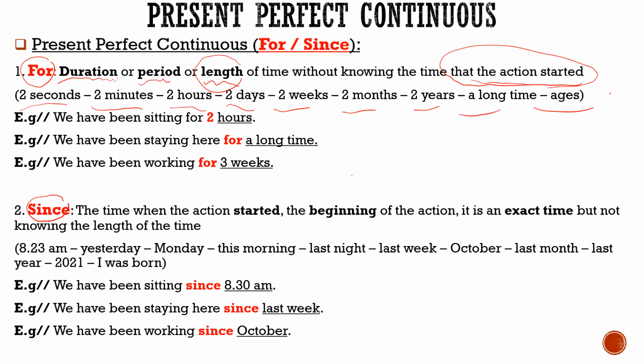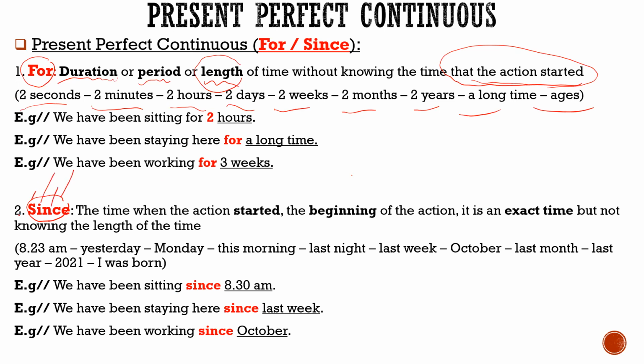Okay. We have been sitting for 2 hours. When did we start to sit? I don't know, but it has been 2 hours. We have been staying here for a long time. When did we start? I don't know, but it's been a long time. We have been working for 3 weeks. How long? 3 weeks. When did you start? I don't know, but it was 3 weeks ago.